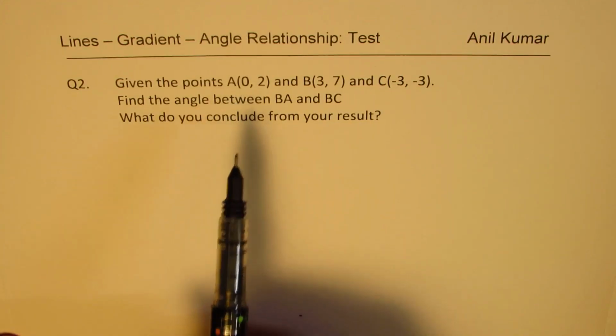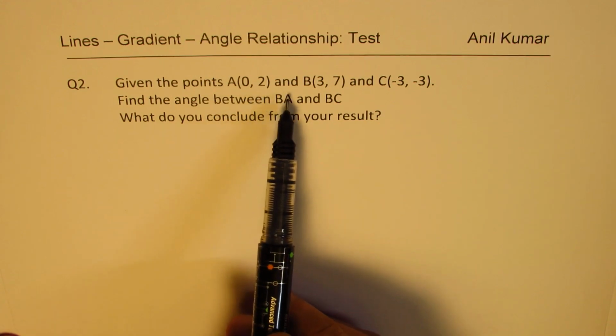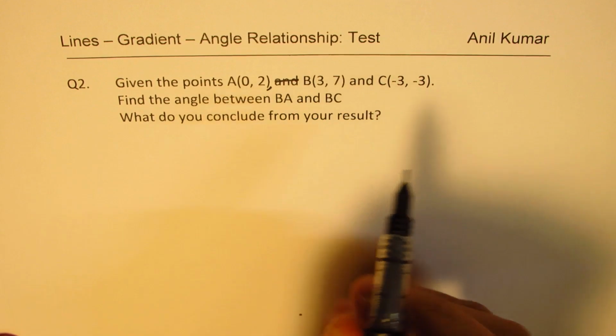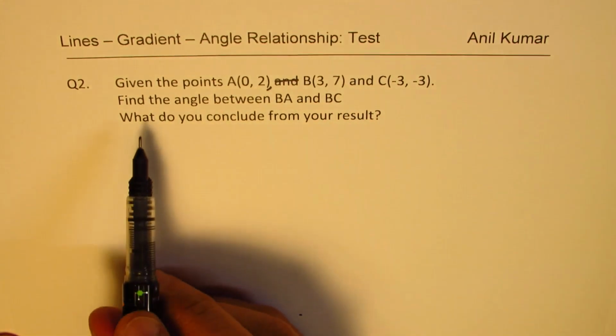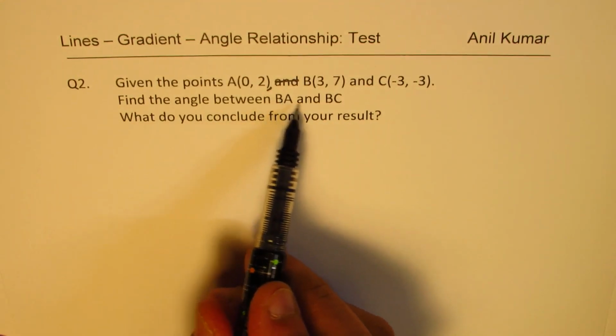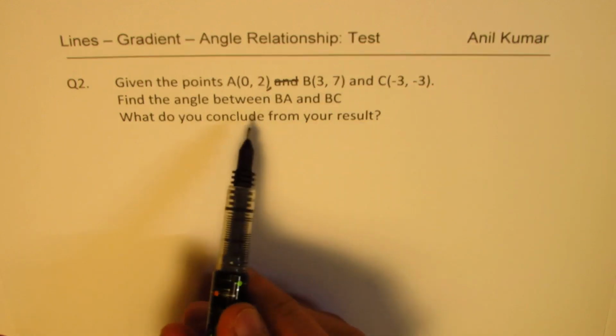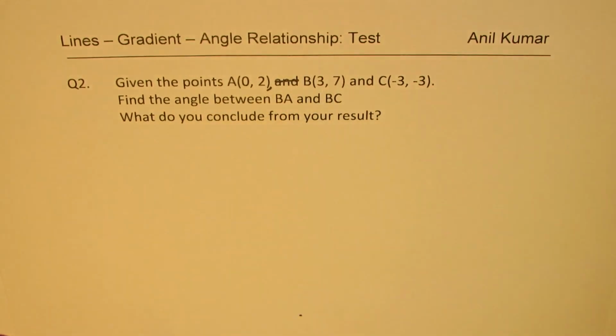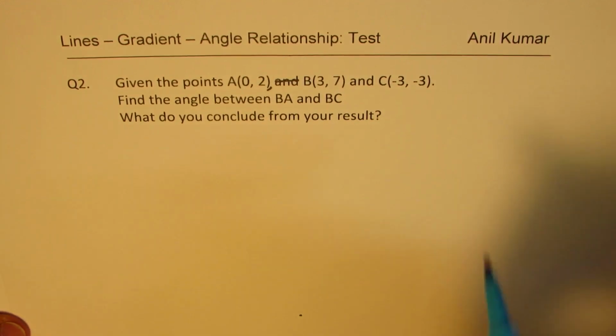Given the points A (0, 2), B (3, 7), and C (minus 3, 3). Find the angle between BA and BC. So we have three different points, and we need to figure out the angle between BA and BC.